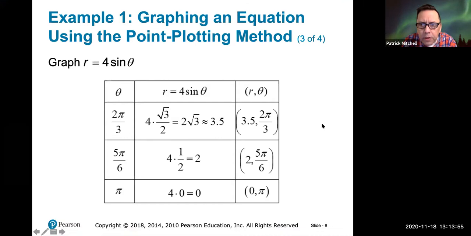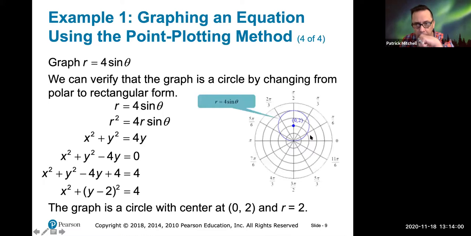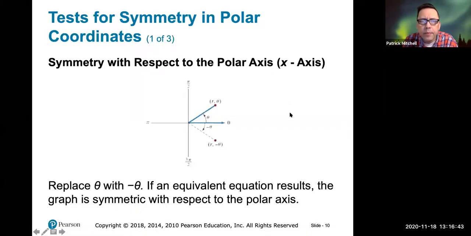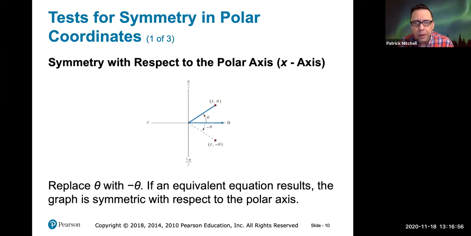Actually, what I might do is look for a better polar grid. I think that's part of my problem. Okay, there it is. That's what it's supposed to look like. And you can verify that the graph is a circle by changing from polar to rectangular form. We went over how that works in the last section. Okay, so I just went on a search engine and found a polar graph paper that I think I will like a lot better. So hopefully the next few examples will go better.